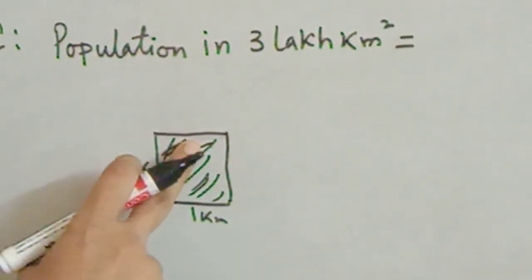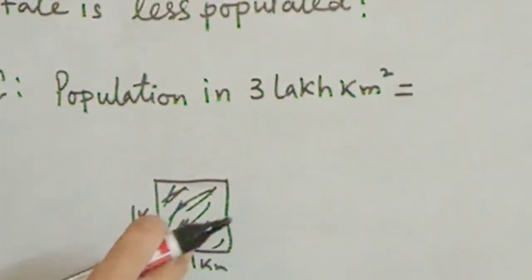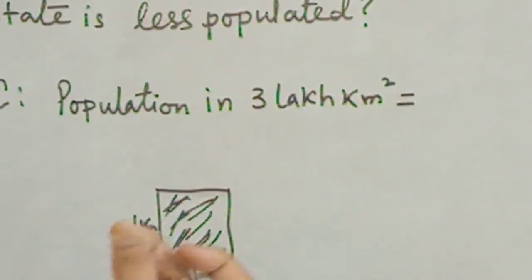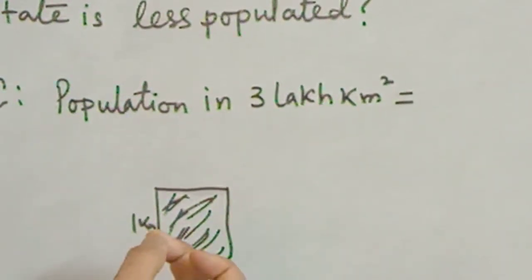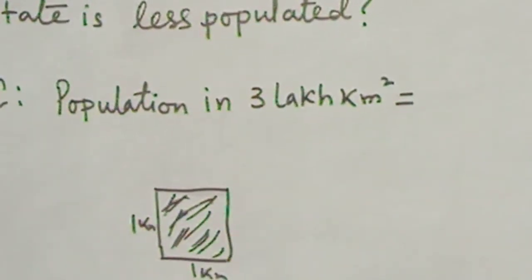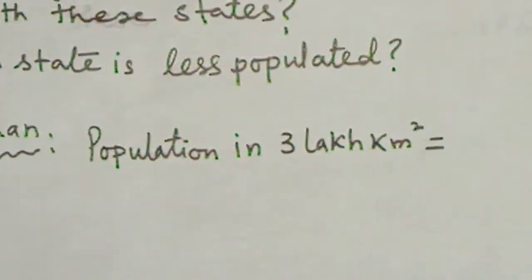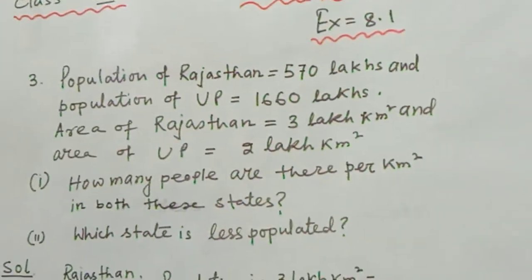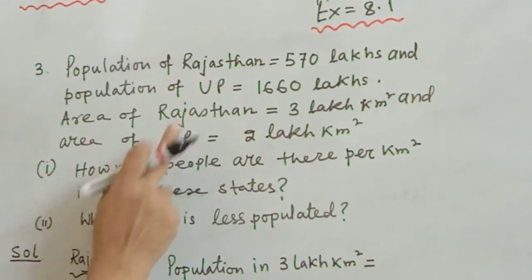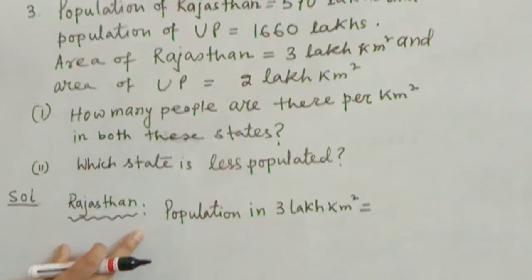You have to find the population of Rajasthan per kilometer square, meaning in 1 kilometer square, how many people are living there. In Uttar Pradesh also you have to find out how many people are living in 1 kilometer square area. Now we will do these in two different parts.